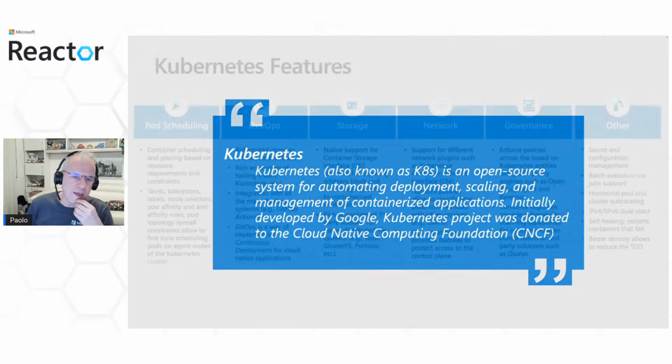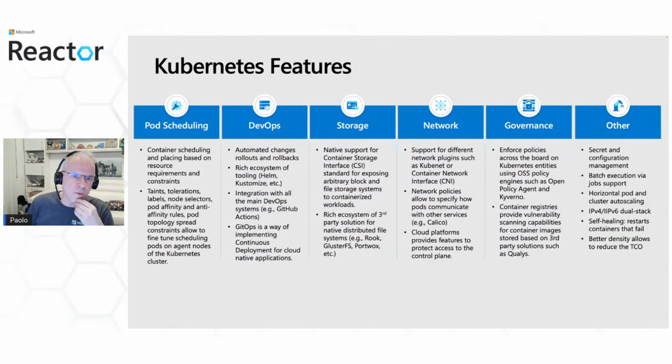If we go to the next slide, we can see that Kubernetes provides a very rich set of features. This is mainly the reason why it's so successful. So for example, regarding pod scheduling, it can be used to schedule and place pods based on constraints. For example, you can use taints, tolerations, labels, node selectors, or pod affinity and anti-affinity rules, or even pod topology spread constraints to fine-tune the allocation of pods and the scheduling on particular nodes and node pools.